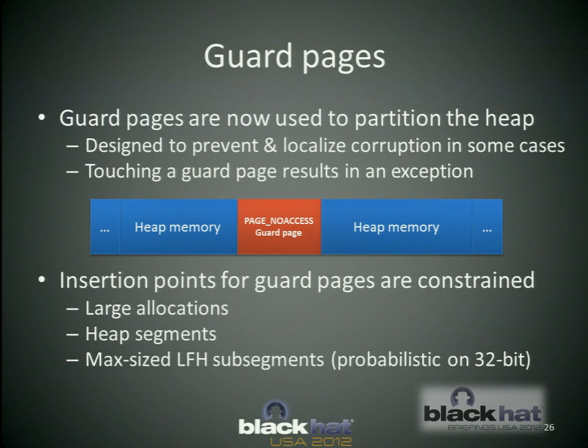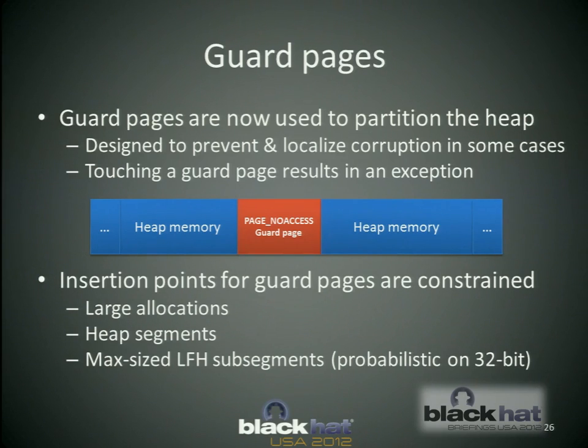Another major change that we've made is we've introduced support for what we call guard pages. And guard pages in this context are designed to partition the heap such that if there is a sequential overrun vulnerability, the amount of data that can be corrupted is isolated to certain parts of the heap. Particularly if the sequential overflow happens to touch one of these guard pages, that's going to lead to an exception being raised and the process crashing.